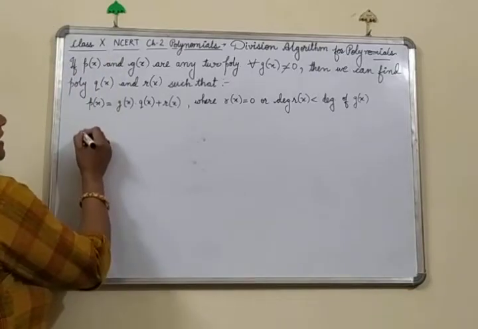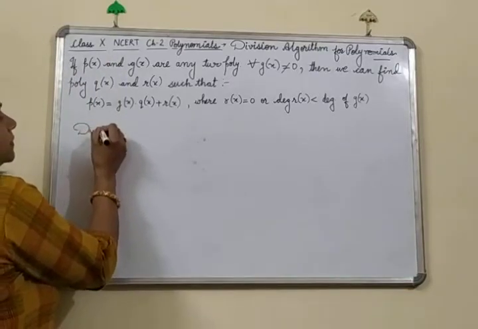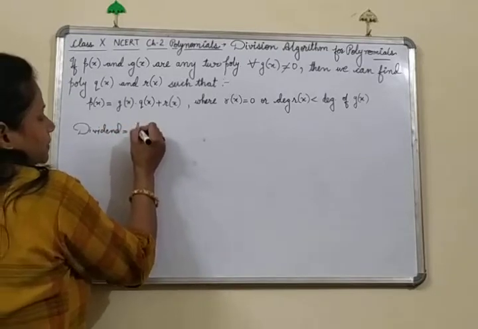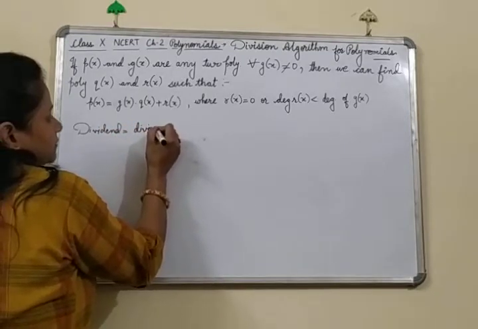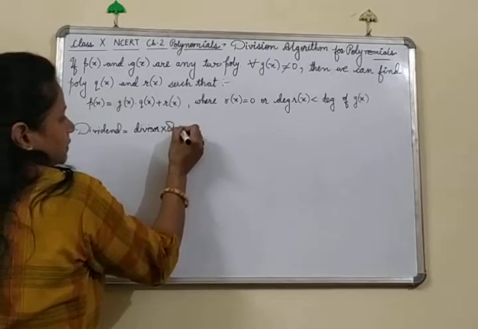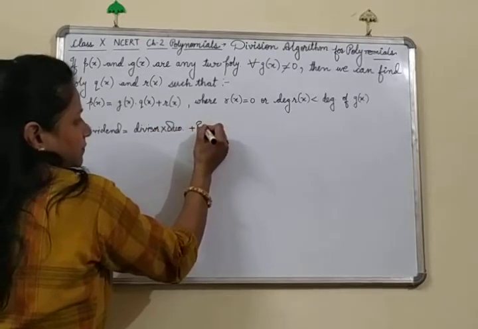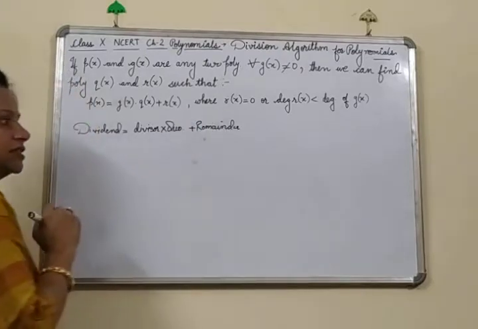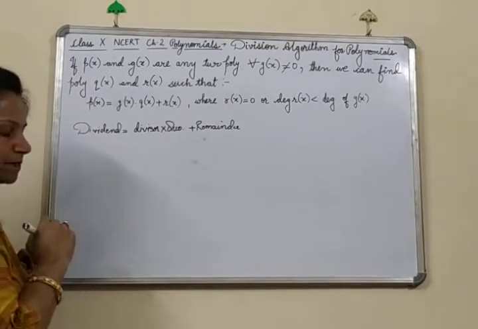What is that? Dividend is equal to divisor into quotient plus remainder. I hope you all remember this. Yes, dividend is equal to divisor into quotient plus remainder.